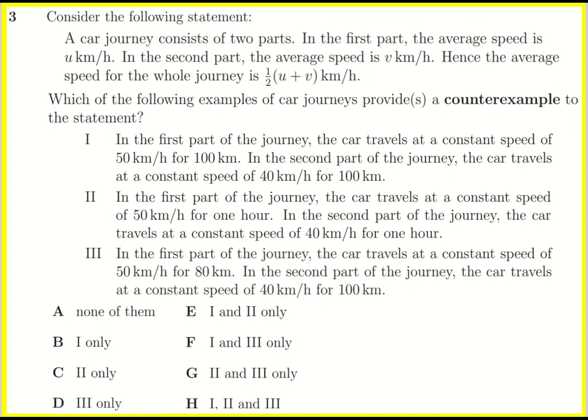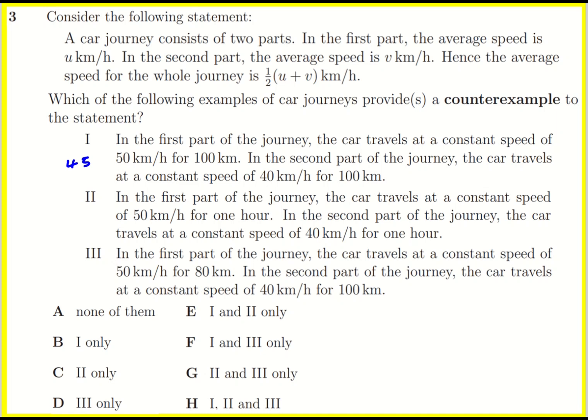We're given a statement that basically says if you're going on two stages of a journey at different speeds, you just find the average by adding them up and dividing by two. And we're asked which of the following provides a counterexample, so when that is not true. So for statement one, if you add them up and divide by two, you get 45. Let's see if that is the case.